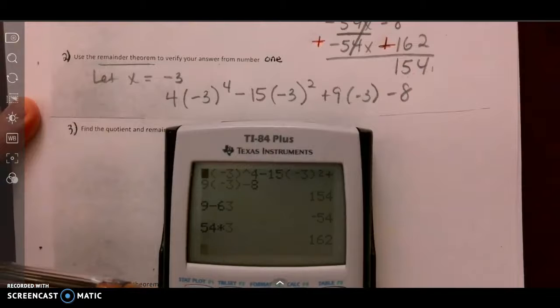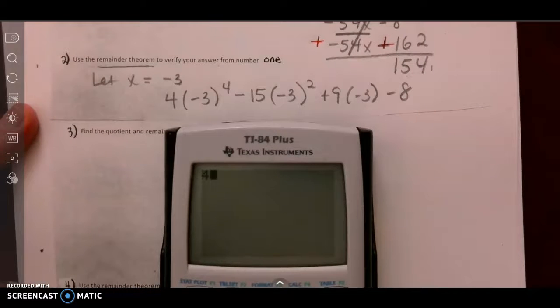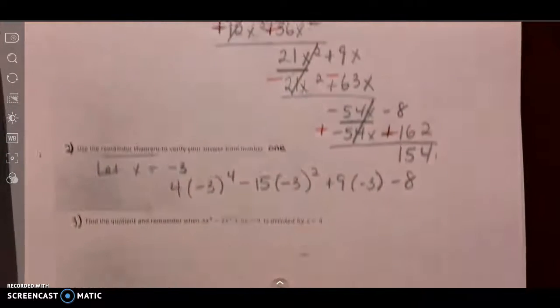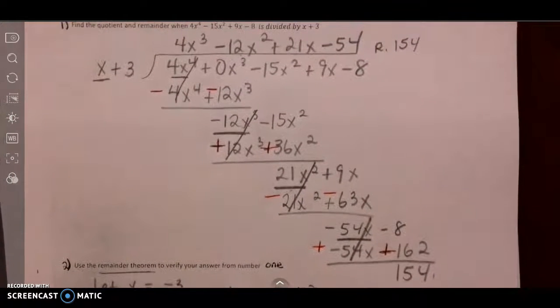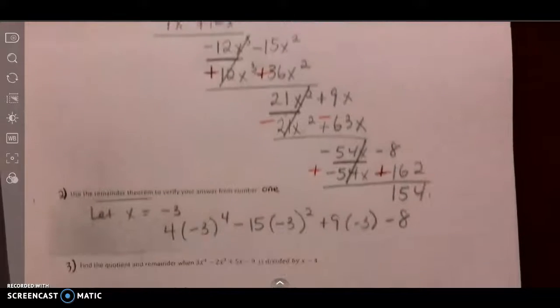So, let's see, I've got 4 times negative 3 to the fourth minus 15 times negative 3 squared plus 9 times negative 3 minus 8. And I got 154. Now I can feel good about my answer, that I got this quotient and remainder correct.